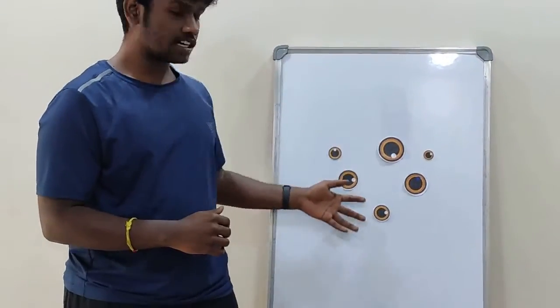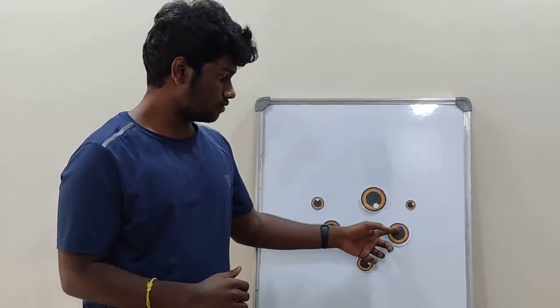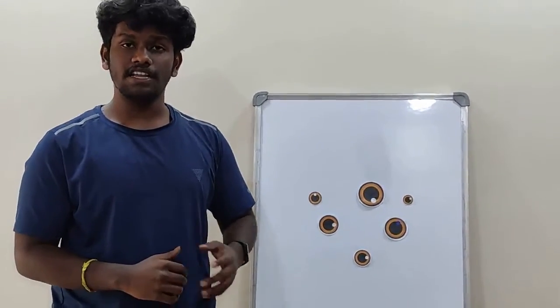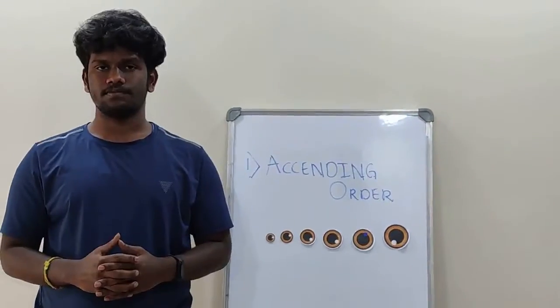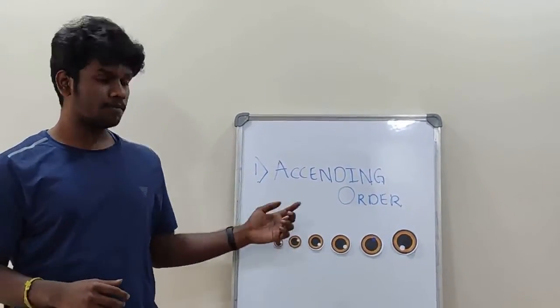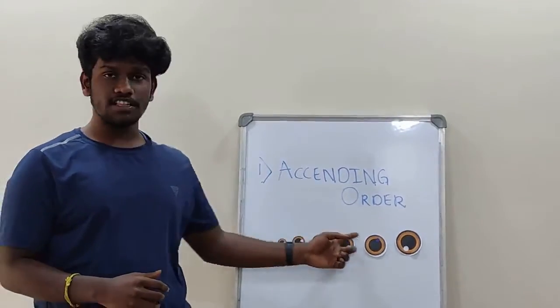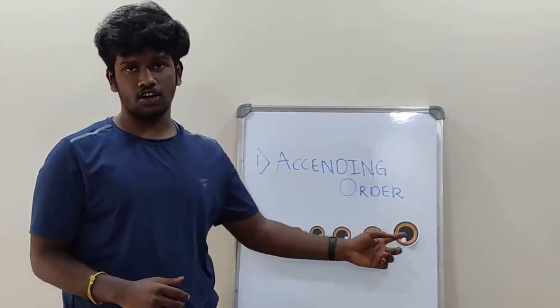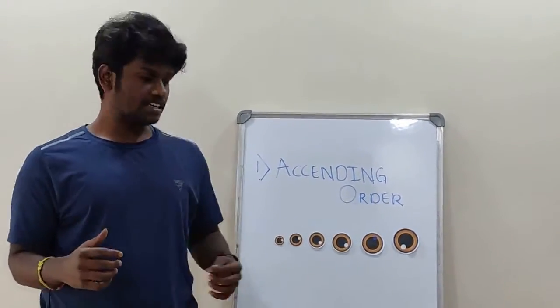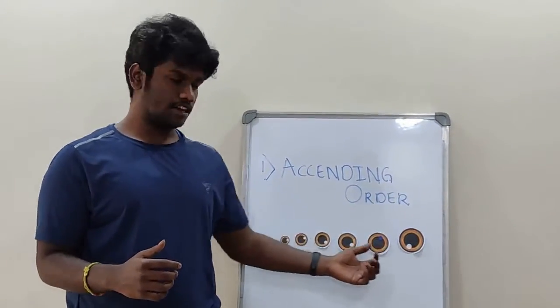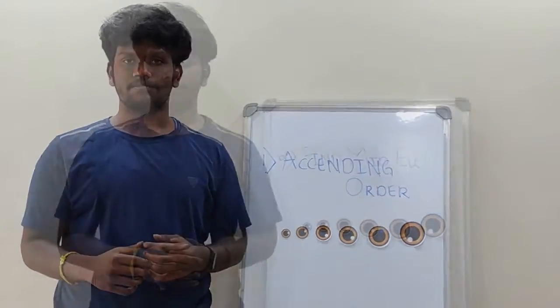Here, there are a few circles of different sizes. Now, I want to select the circle with the blue center in it. Let's see the steps you have to take to complete the binary search. The first step of binary search is to arrange all the elements in ascending order. You may choose to arrange them in descending order also, but here we arrange all the elements in ascending order.